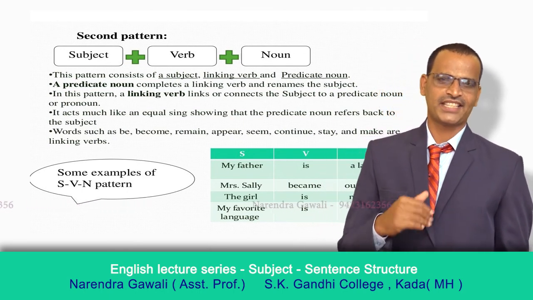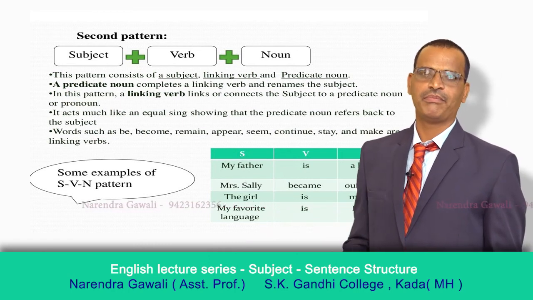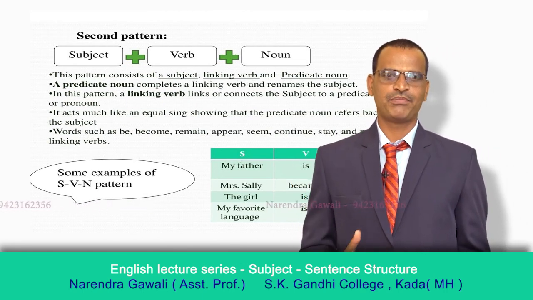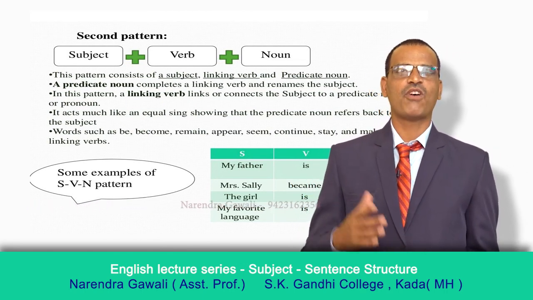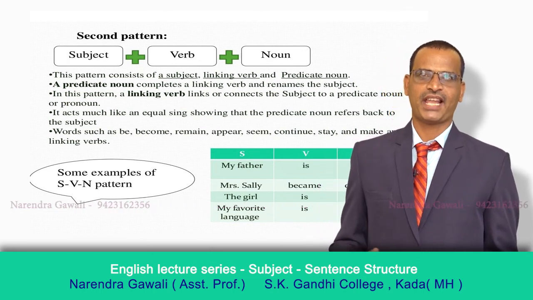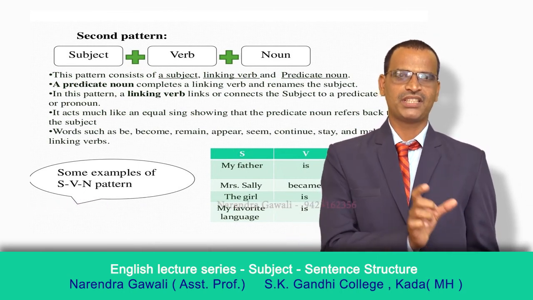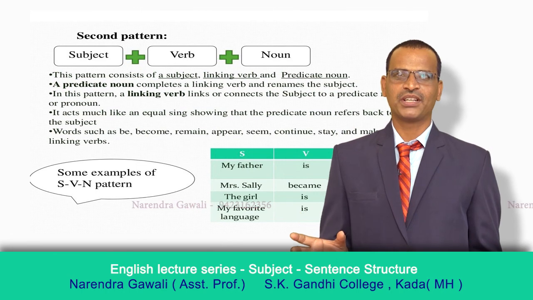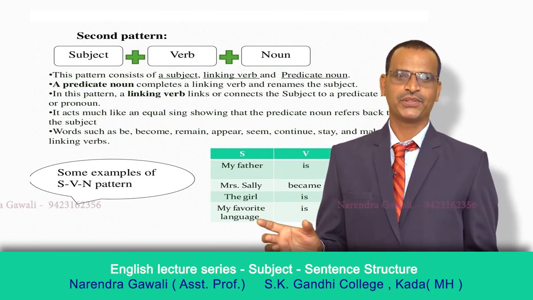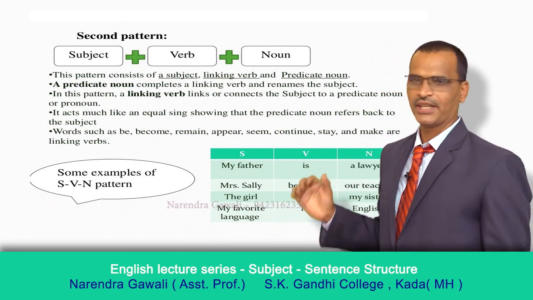Next example, we can make it clear. Mrs. Sally became our teacher. Mrs. Sally is subject, became is a form of verb be, and our teacher again is a noun. So subject plus verb plus our teacher. Mrs. Sally became what? Our teacher. Who became our teacher? Mrs. Sally. So became is a linking verb here. It is a form of verb be.